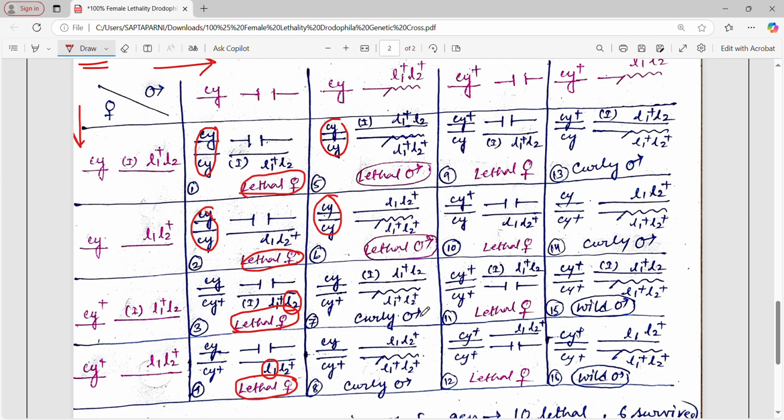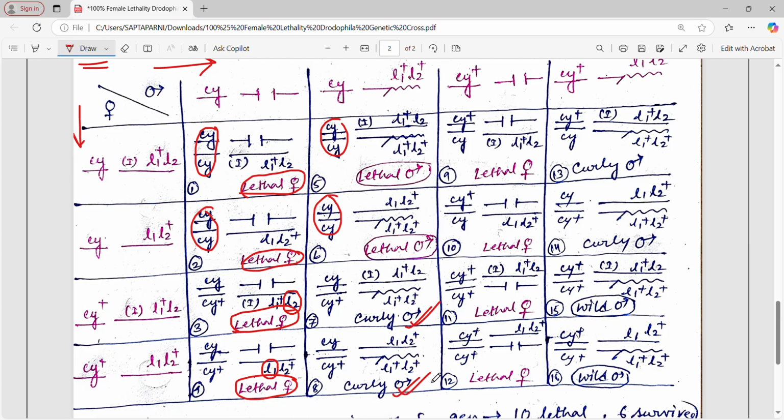Why? Because the male carries L1 plus alleles on both the X and Y chromosomes, and the L2 plus allele is on its Y chromosome. So the product of both L1 plus and L2 plus is here, and it is a viable Curly male. Similarly, it is also a viable Curly male because it has both L1 plus and L2 plus alleles and their products.